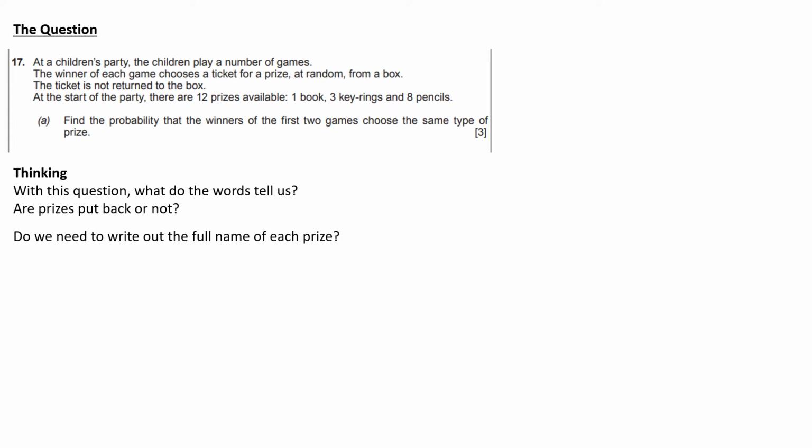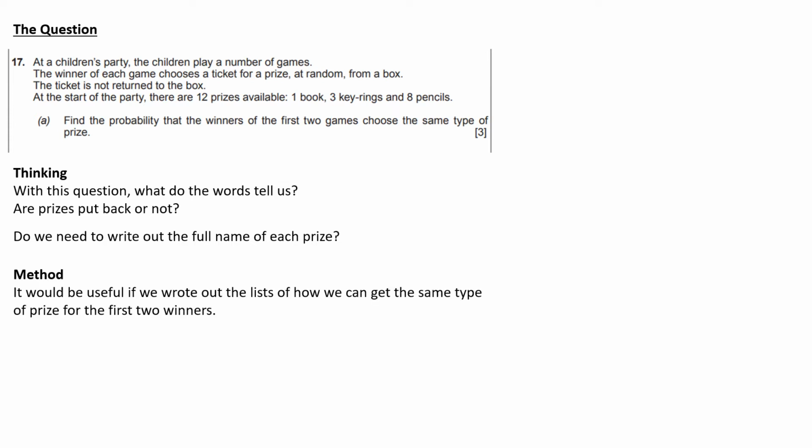And similarly, when you're dealing with probability, if it involves names, quite often the names are chosen so that you can use the first letter of the name. So just be aware of that. Now, here we can either write out a list of how we get the same type of prize, or we can use a tree diagram.